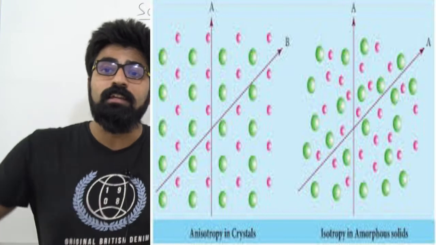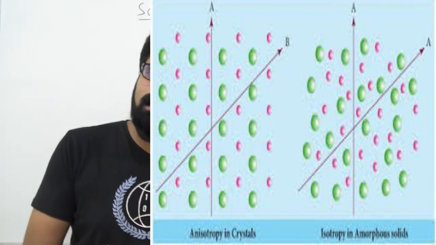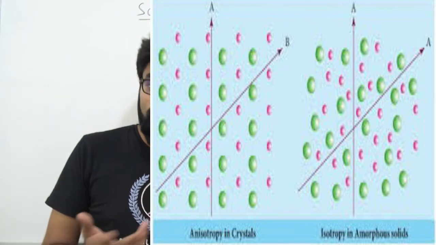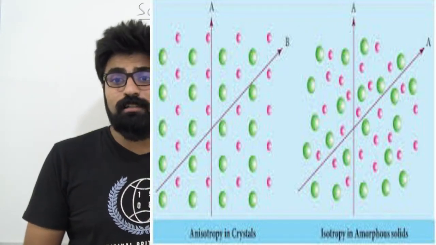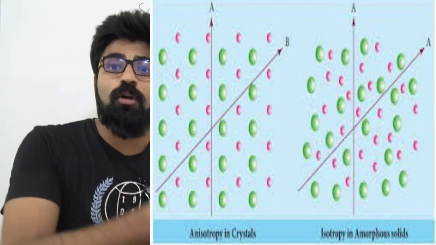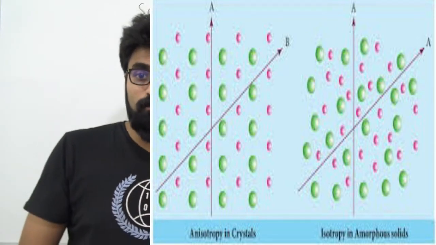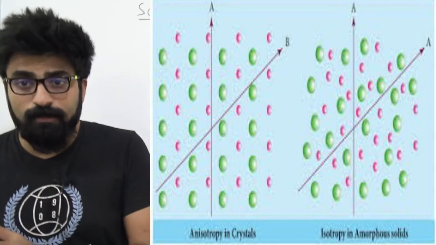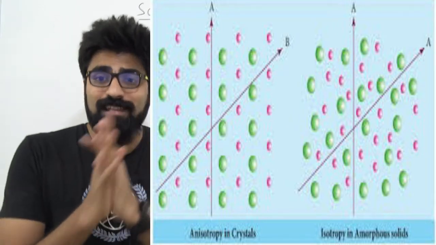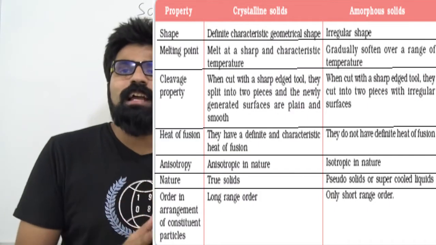Very, very important. What do you understand by long range order? Can you answer it? What do you understand by short range order? Can you answer it? Why are crystalline solids anisotropic in nature? Can you answer it? Why are amorphous solids isotropic in nature? Can you answer it? Ask yourself. If you can answer it, it means you understood.